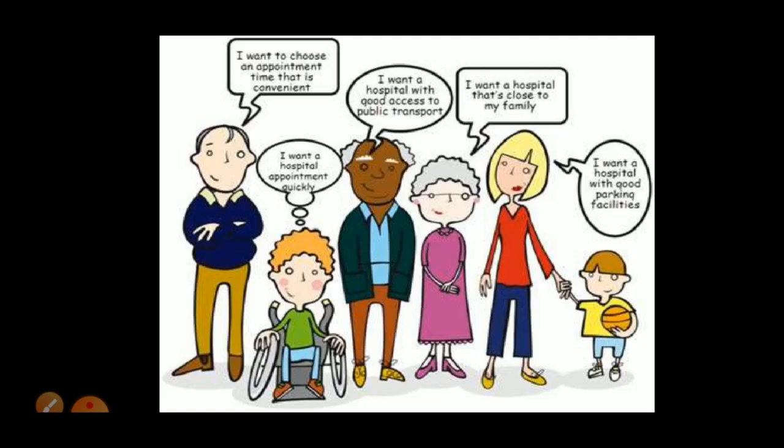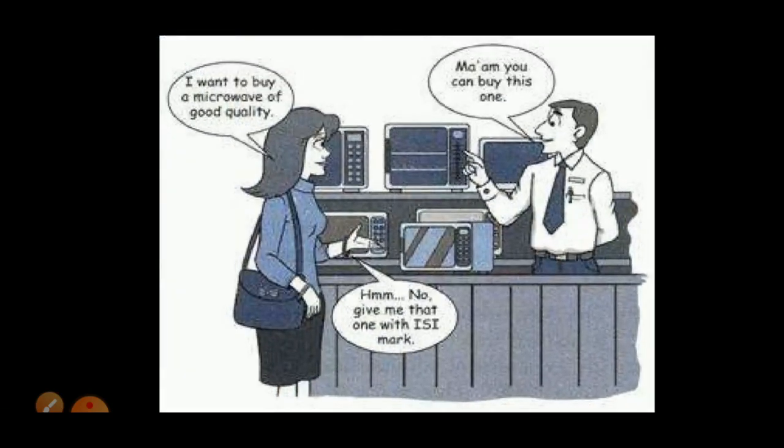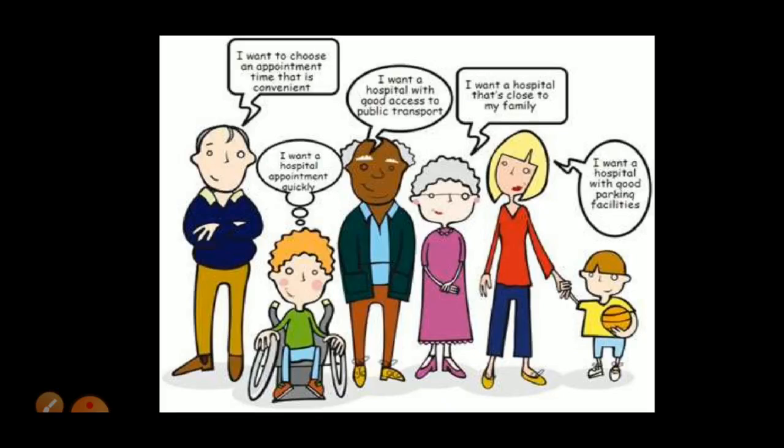If you see, this is a picture which is being given, like in that it says, I want to choose an appointment time with convenience. I want a hospital appointment quickly. I want a hospital with good access to public transport. So next thing, if you see, I want a hospital that is close to my family. So next thing, if you see, I want a hospital with good parking facility. So these are the things which they are demanding. Okay, so it is the choice of the person. If they are looking for a hospital, they have different choices. They can go and look into whatever has been their preference.